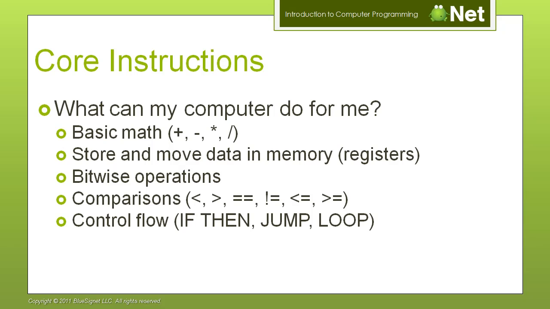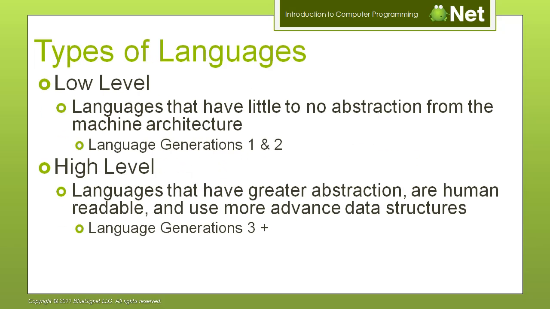Brian and I also wanted to discuss the two fundamental types of languages: low and high level languages. The low level languages, even within these, there are subsets. But generally speaking, a low level language is some sort of language that has little to no abstraction from the machine architecture. It's not human readable. It looks like matrix code. It looks like something that you'd really have to get into and focus on to understand.